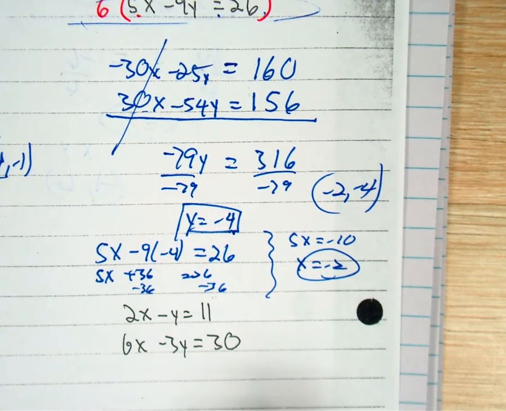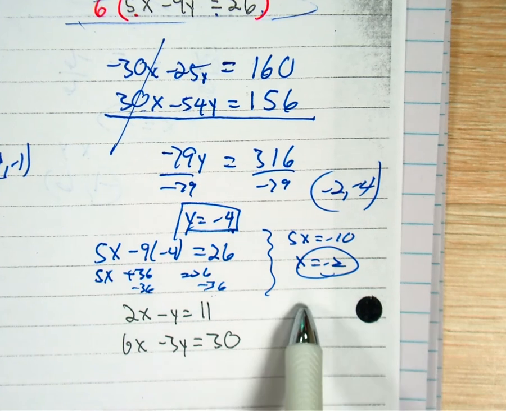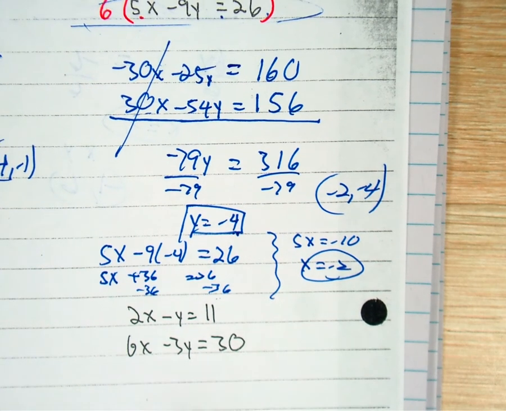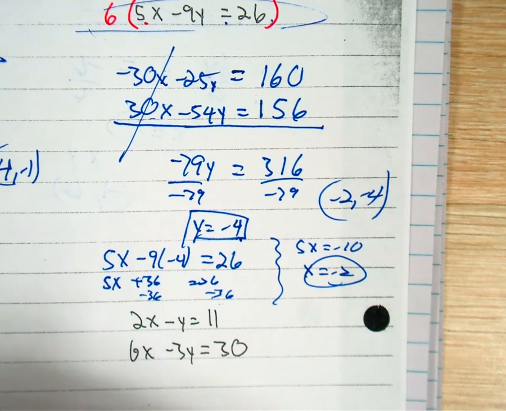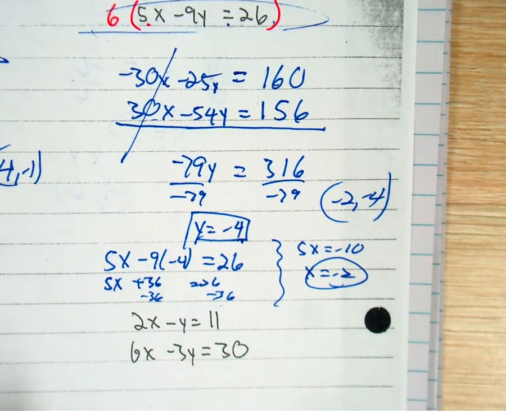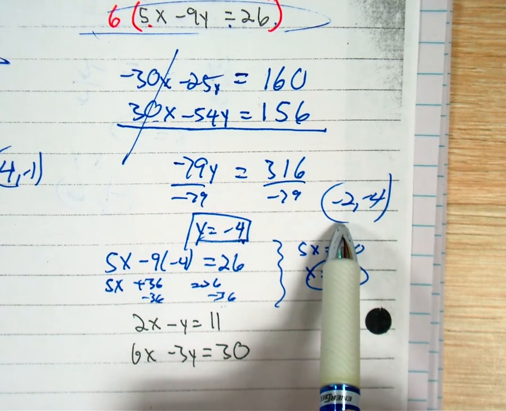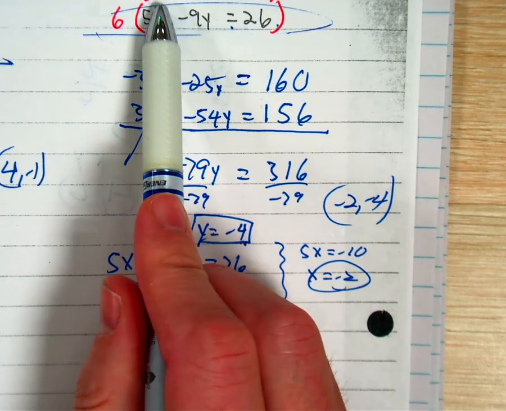And the really nice thing about all of these guys is that you can tell if your answer is right away. Take your x comma y, plug them in, and it should equal negative 32. Okay, negative 2 times 6 is negative 12.